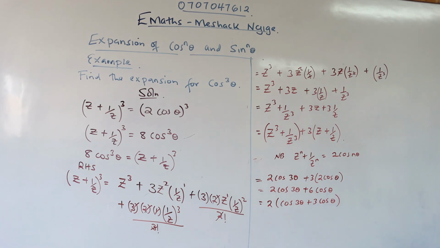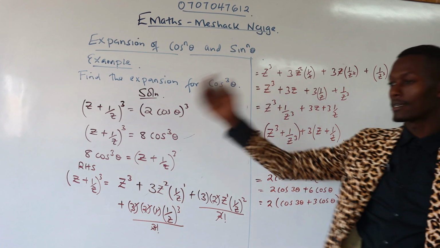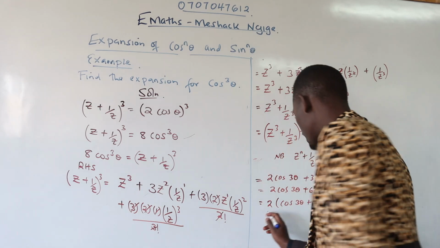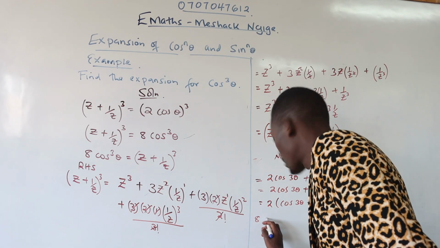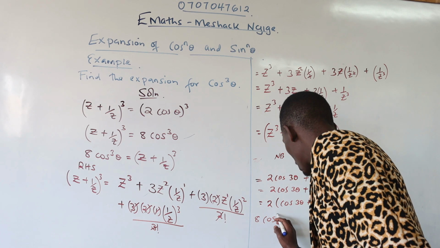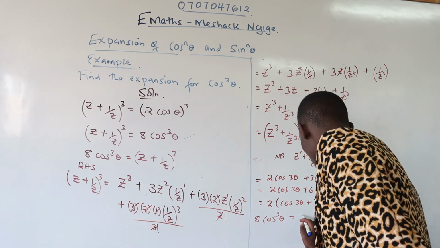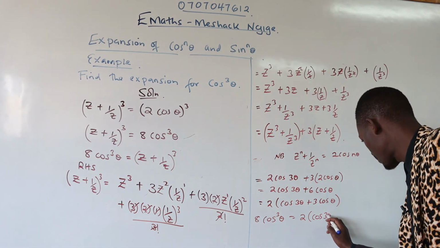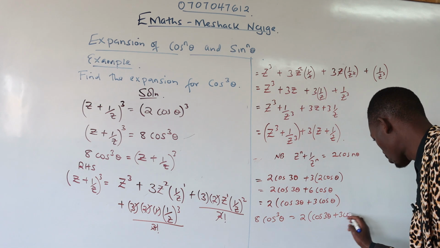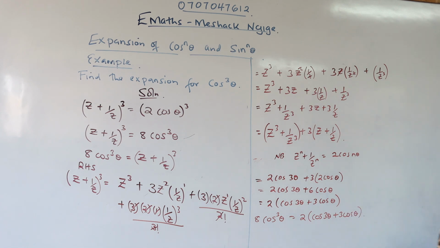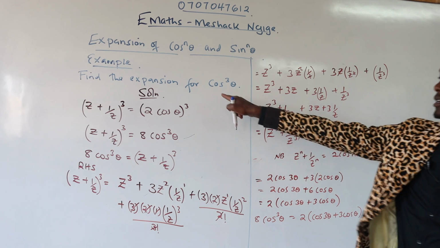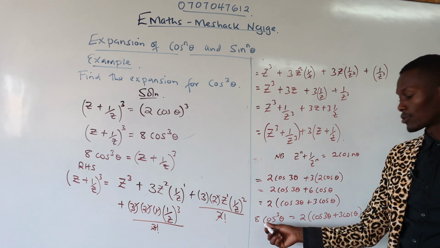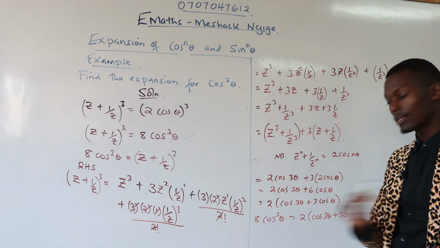Now remember, we are comparing the right hand side and the left hand side. All this is supposed to be equated to 8. So therefore cos cube theta should be the same as 2 into bracket cosine of 3 theta plus 3 cosine of theta. But what did we want to get? We wanted to find the expansion for cos cube theta, and you can see we already have a cos cubed theta.